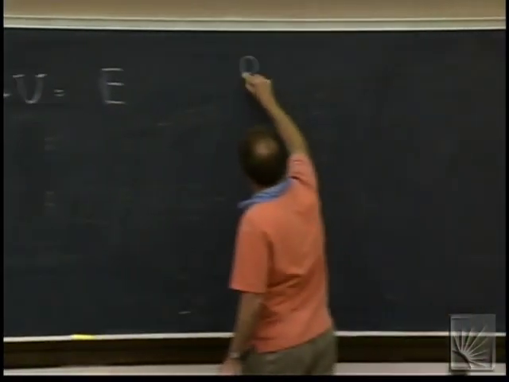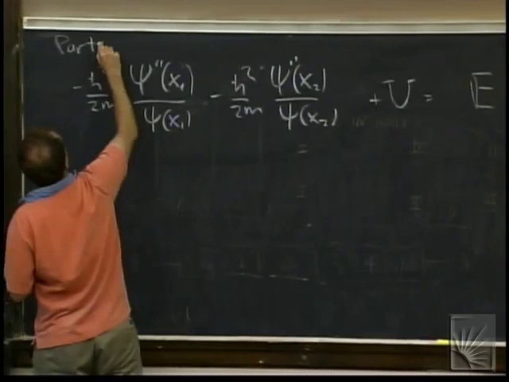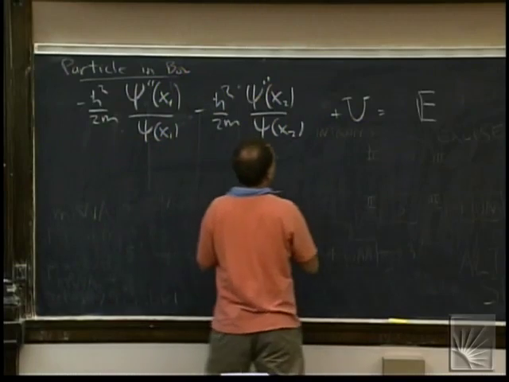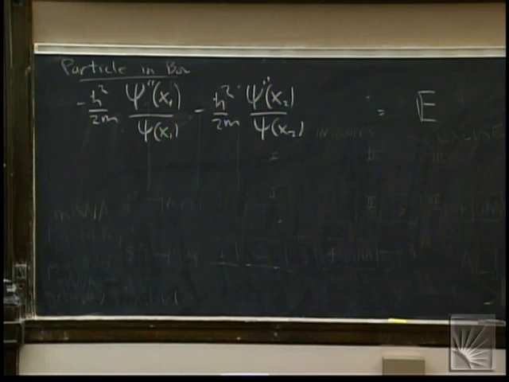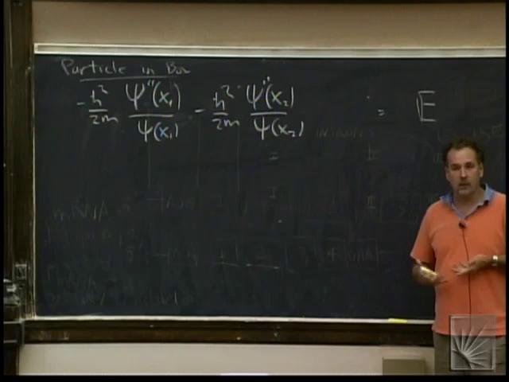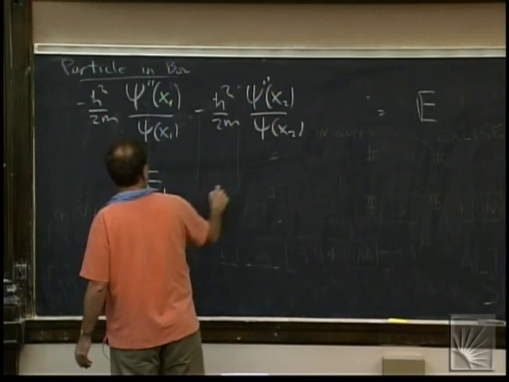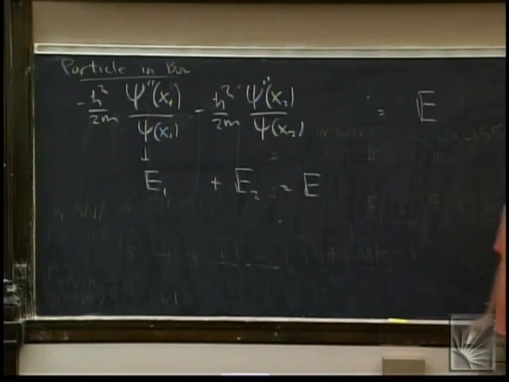In particular, if we look at a particle in a box, where in the box U is 0, we then have this situation. And this is familiar, right? This is the same idea we keep having when we separate coordinates. This better be some energy for particle number 1, and that better be some energy for particle number 2, and those sum to E.